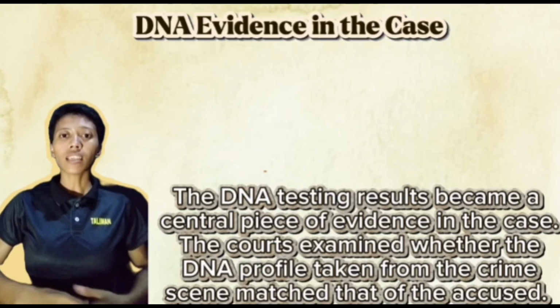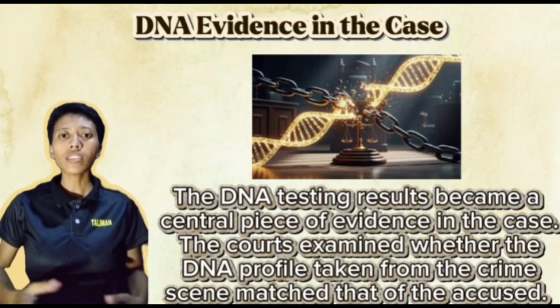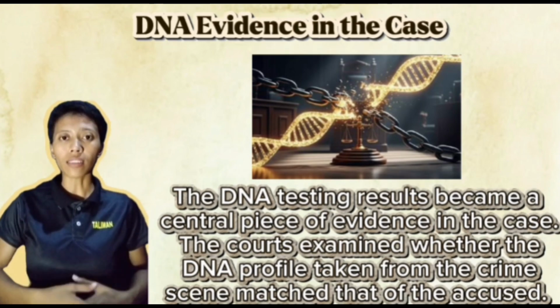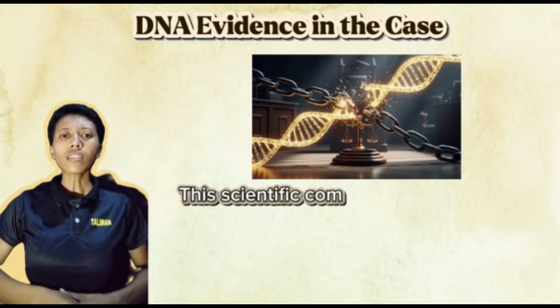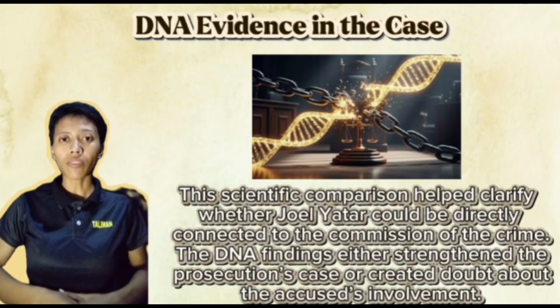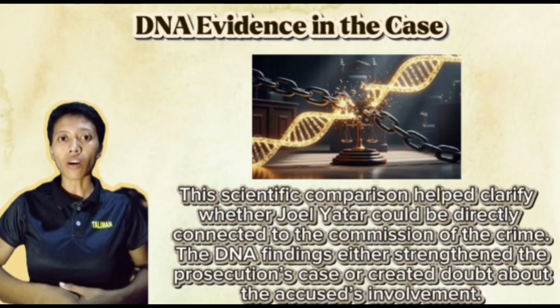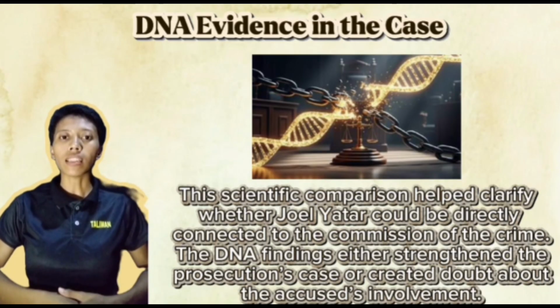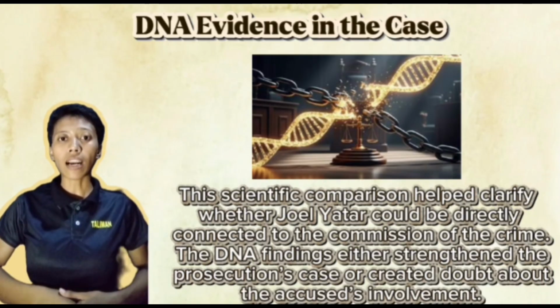The DNA testing results became a central piece of evidence in the case. The courts examined whether the DNA profile taken from the crime scene matched that of the accused. This scientific comparison helped clarify whether Joel Yatar could be directly connected to the commission of the crime. The DNA findings either strengthened the prosecution's case or created doubt about the accused's involvement.